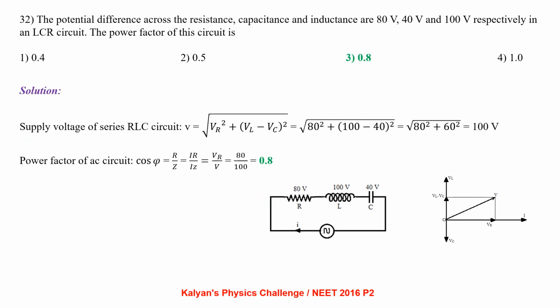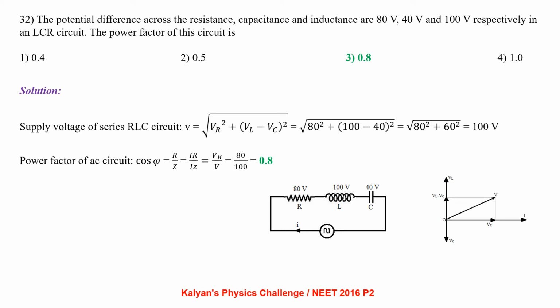The potential differences across resistance, capacitance and inductance are 80 volt, 40 volt and 100 volt respectively in an LCR series circuit. The power factor of the circuit is, as we can see from the phasor diagram, resultant voltage or supply voltage is given by root of VR square plus (VL minus VC) whole square. That comes out to be 100 volt.